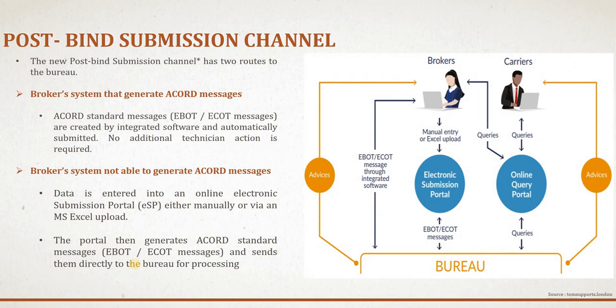As I said earlier, there are two ways to reach this PBS channel. One way, if the broker system itself has the capability to produce Accord, eBOT and eCOT messages, is to use it as shown here. If the broker is not able to generate the eBOT and eCOT messages from their own system, then they can use the electronic submission portal to submit the messages to the bureau for further processing. Here we also have an online query portal which will help the brokers, carriers and bureaus collaborate to solve their queries in a timely and efficient way.